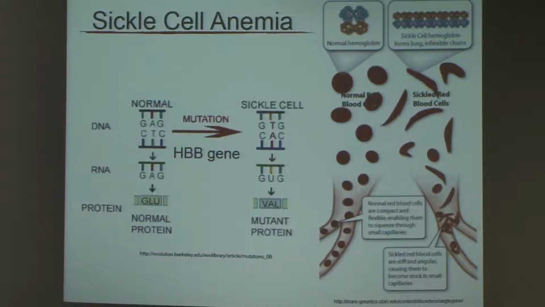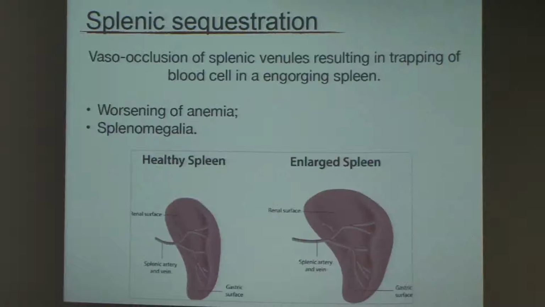One of the most aggressive phenotypes of this disease is splenic sequestration, which is the vaso-occlusion of the splenic venules, resulting in trapping of blood cells in an engorged spleen. This causes, most of the time, worsening of anemia and splenomegaly. What we have is an enlarged spleen caused by the retention of the red blood cells, the sickle cells, in the spleen.